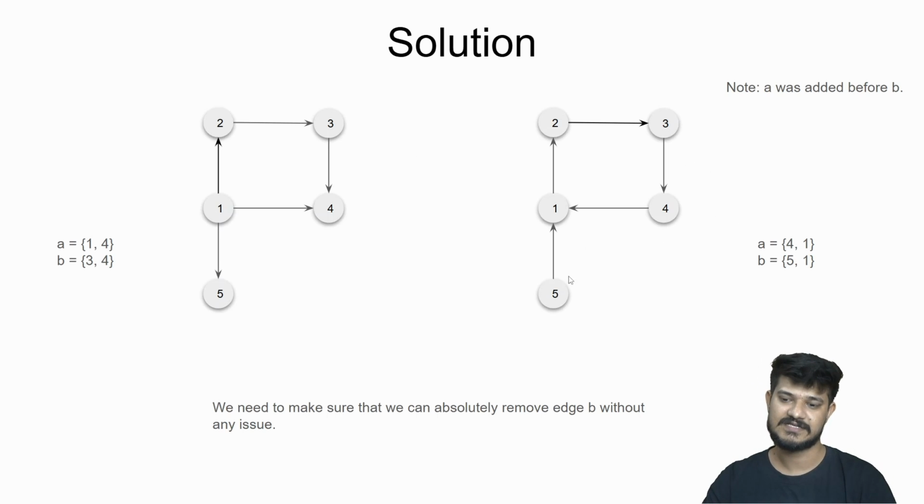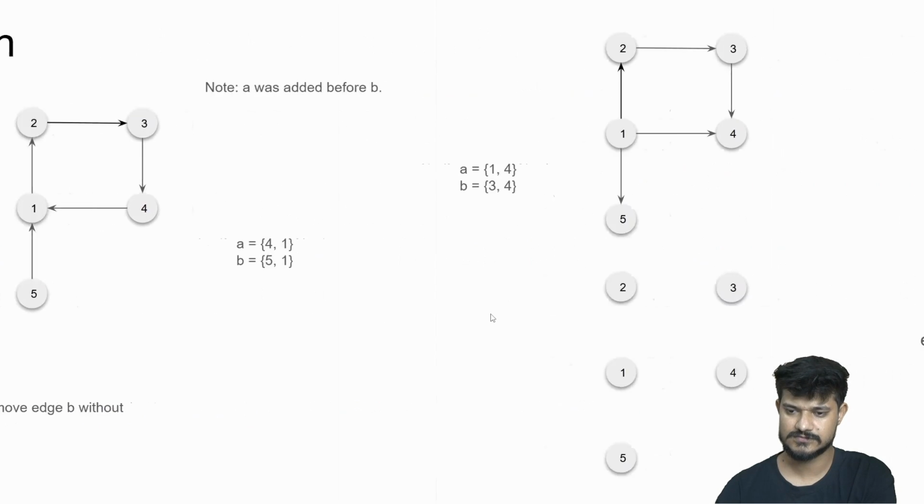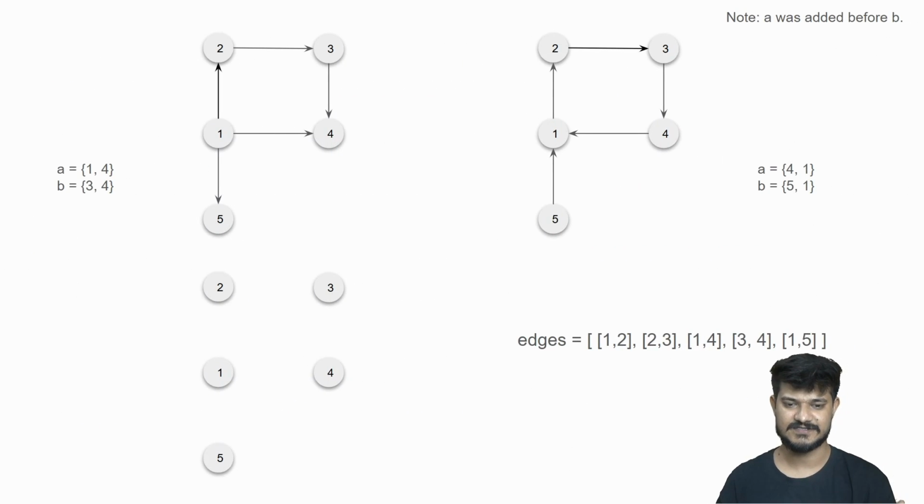Otherwise, A will be my answer. Because if I try to remove B here, the graph will become disconnected. It won't even be a tree. So we have to absolutely make sure that we can remove B. If we can't make sure of that, we'll remove A in that case. So how do we take care of that? The way we'll do it is this. We want to make sure whether we can remove B or not.